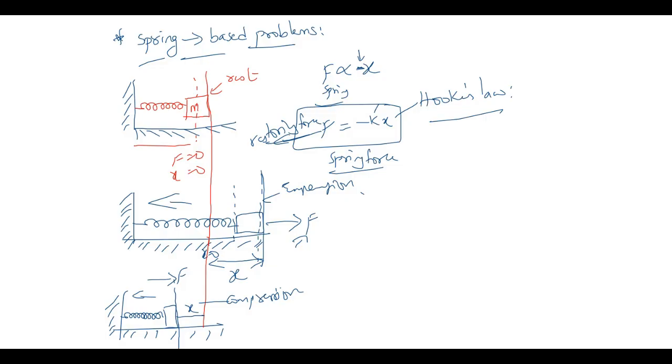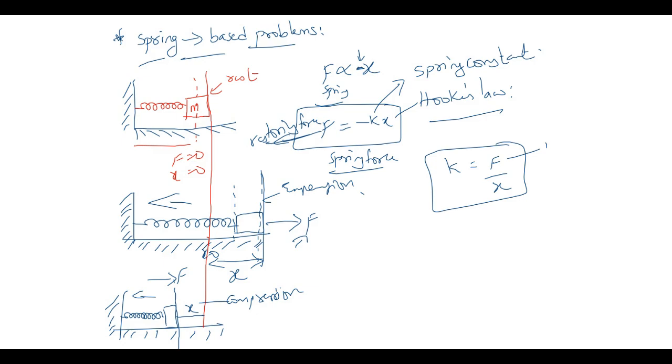Clear? Understood? And what is this K? K is known as a spring constant. K name antam spring constant. Therefore K value will become F by x.